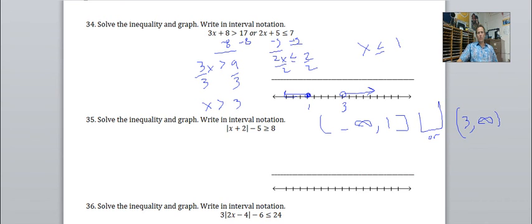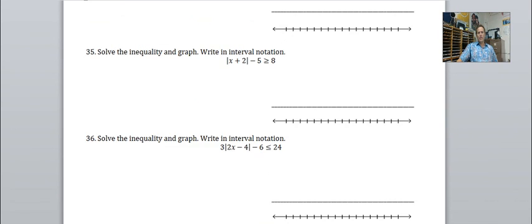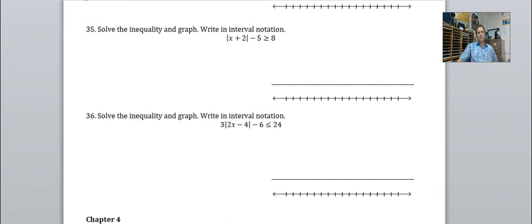So copy that down or pause really quick. But for the last 2, you're doing the same thing, just with an absolute value inequality. So I am going to add 5 over. I want to get this absolute value all by itself. The absolute value of x plus 2 is less than or equal to, when you add a 5, 13. You're going to spread this out into 2 different ones.